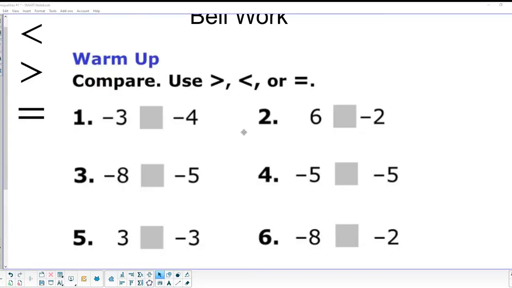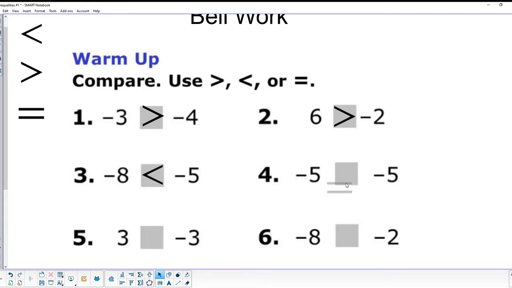First of all, let's start by just comparing these sets of numbers with less than, greater than, or equal to. So starting off with number 1, -3 and -4. Well, -3 is definitely greater than -4. 6 and -2. 6 is greater than -2. -8, -5. Well, everybody knows that -8 is smaller than -5.